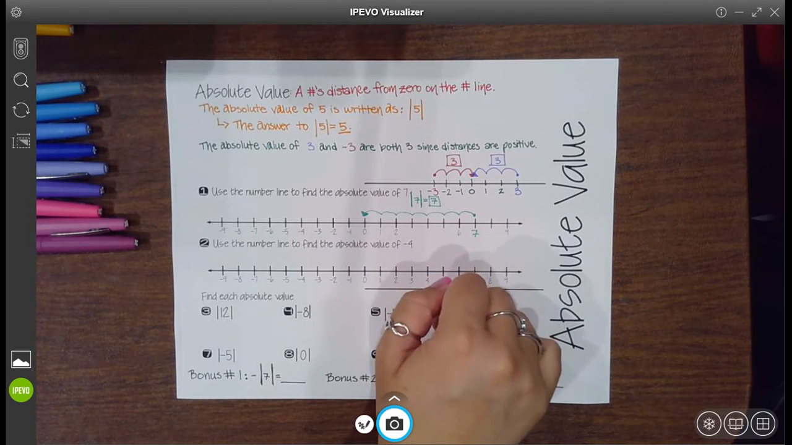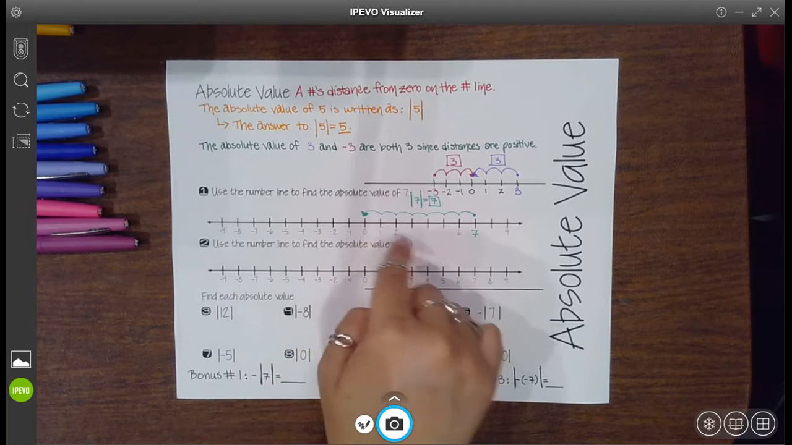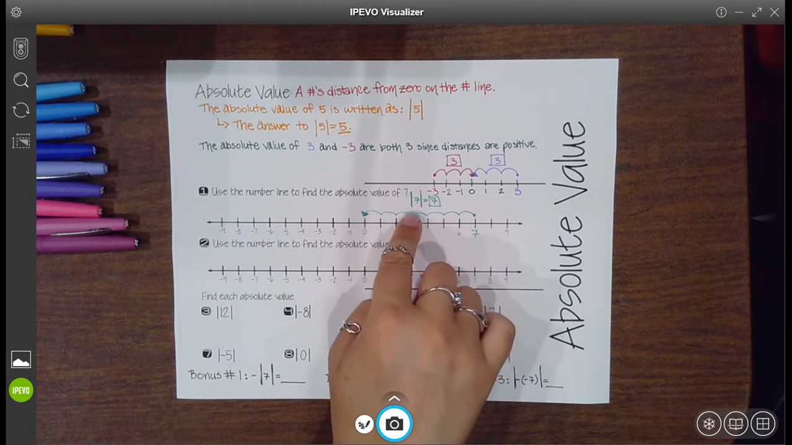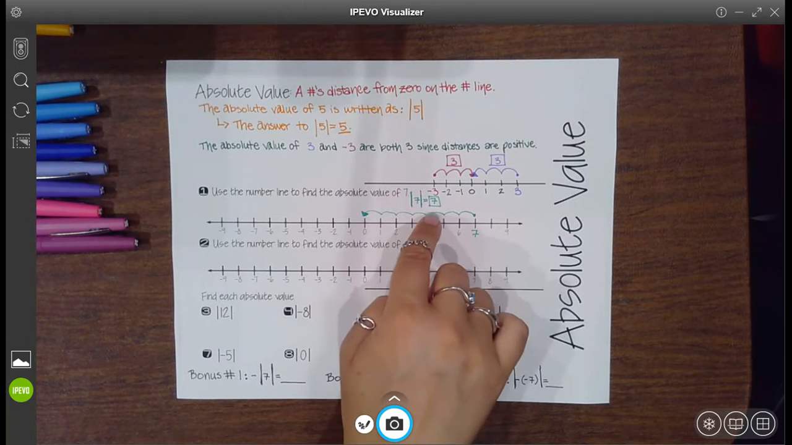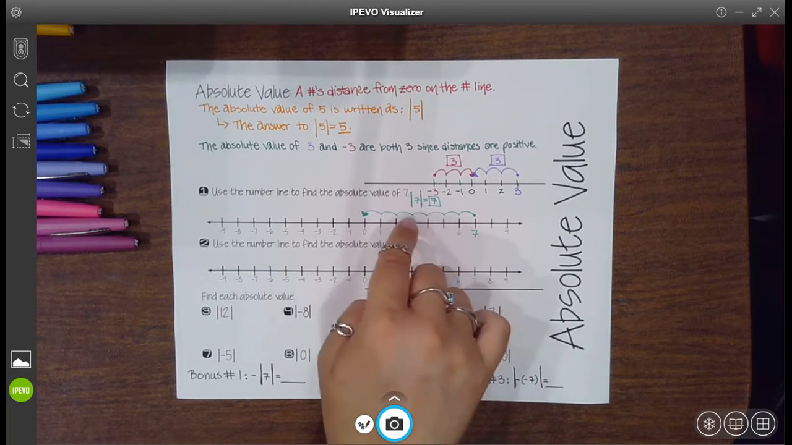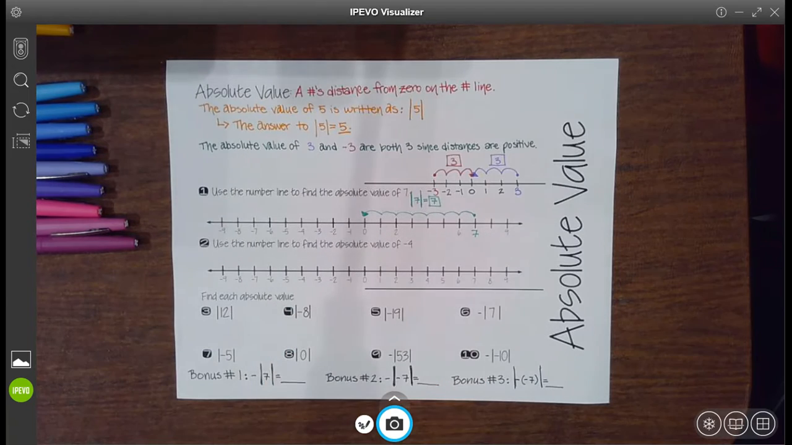Okay, so they might ask you, use the number line to find the absolute value of 7. Or they would just write, what is the absolute value of 7? And you would say, oh, it's 7, because 7 is 1, 2, 3, 4, 5, 6, 7 away from 0. So how would you answer number 2? Go ahead and try that.